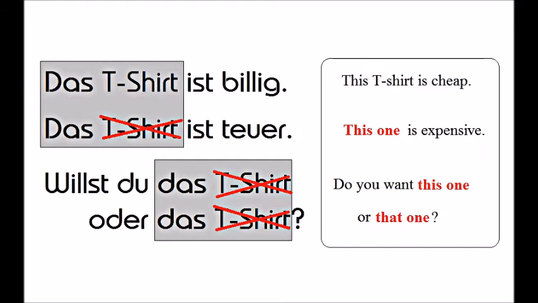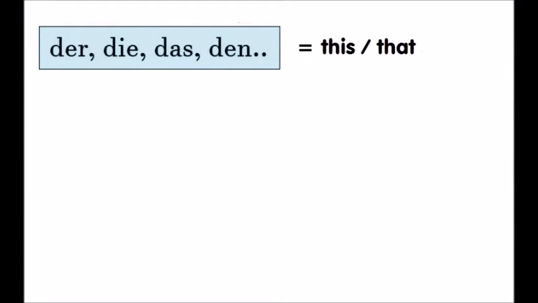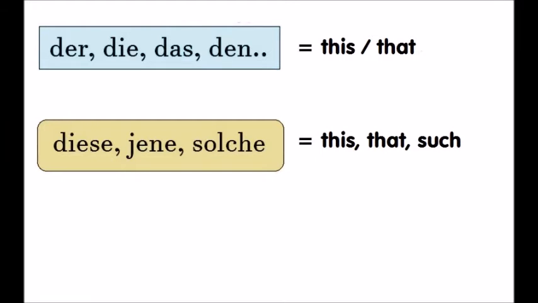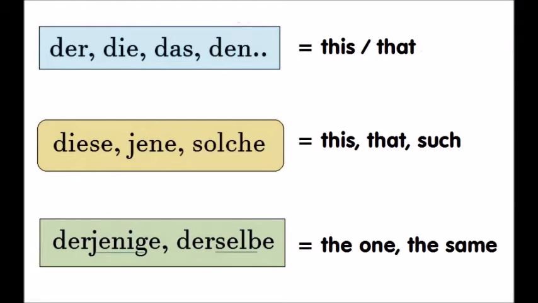This can be done with all demonstrative determiners. So let's look at them again. The definite article der, die, das, den, and so on, meaning this and that. Diese, jene, solche, meaning this, that, and such. And derjenige and derselbe, meaning the one and the same.